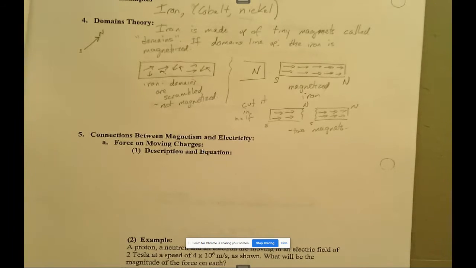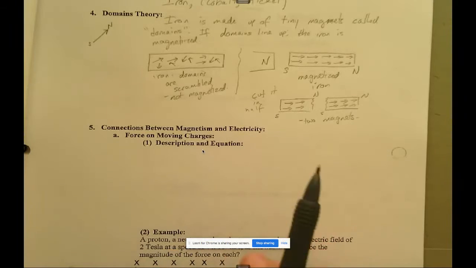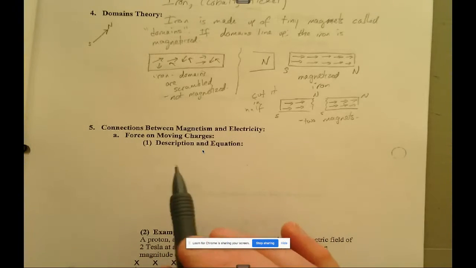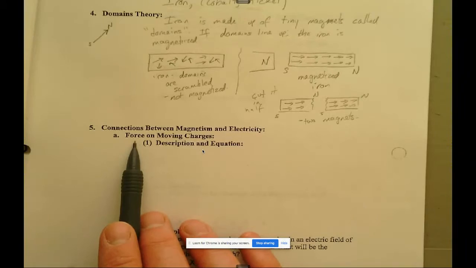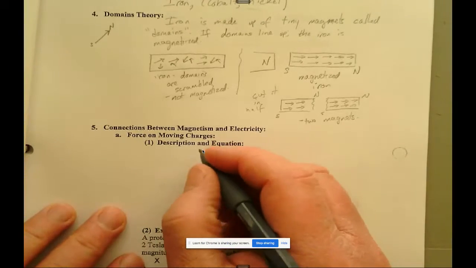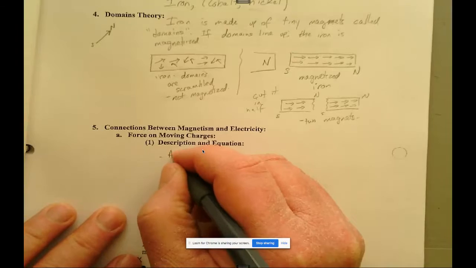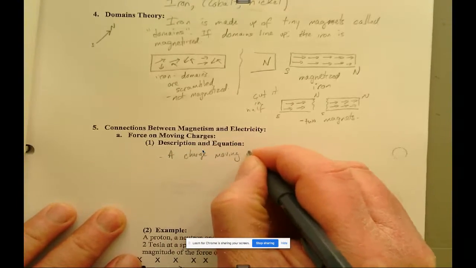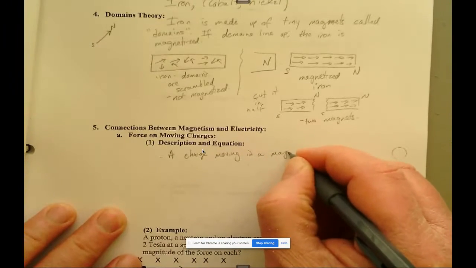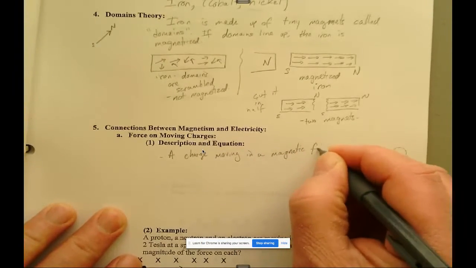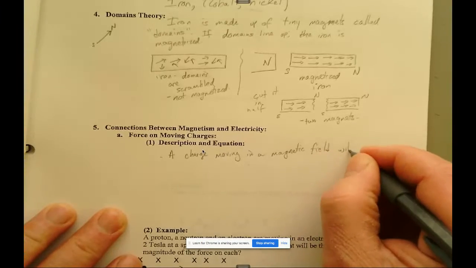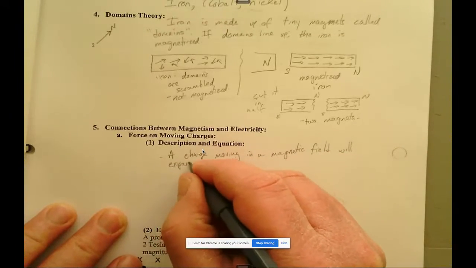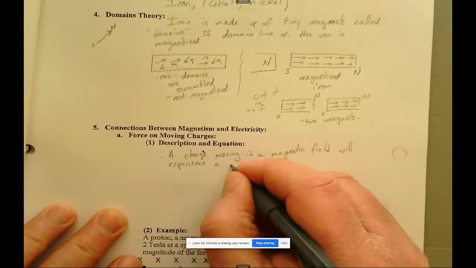All right. So, what most of this unit is going to be about is the connections between magnetism and electricity. And the first connection is that there's going to be a force on a moving charge. A charge moving in a magnetic field will experience a force.